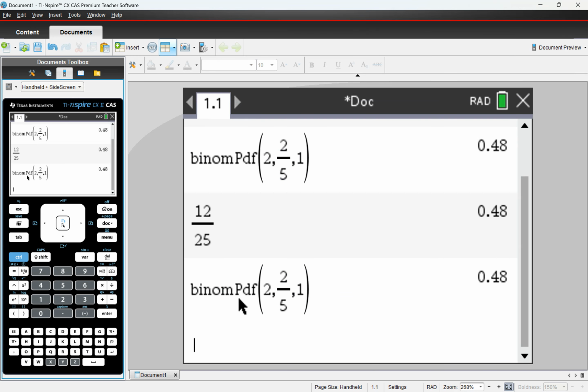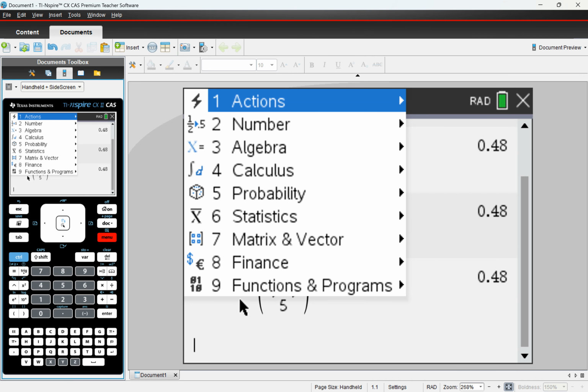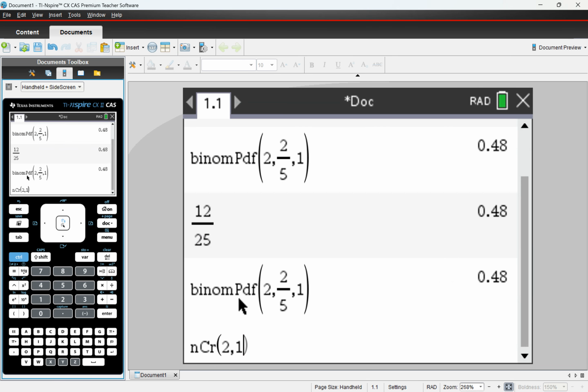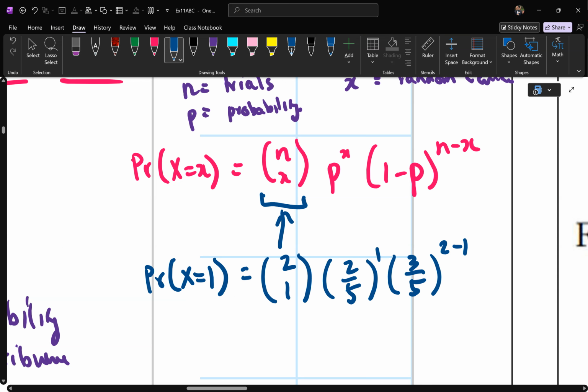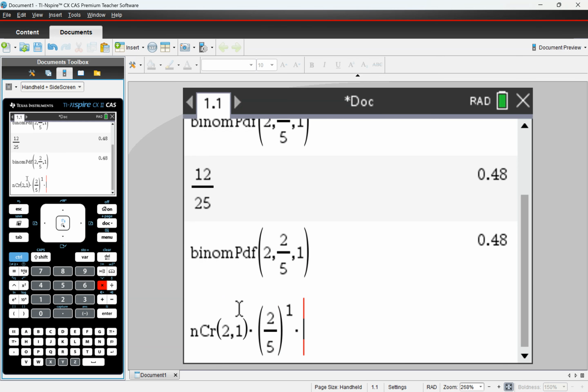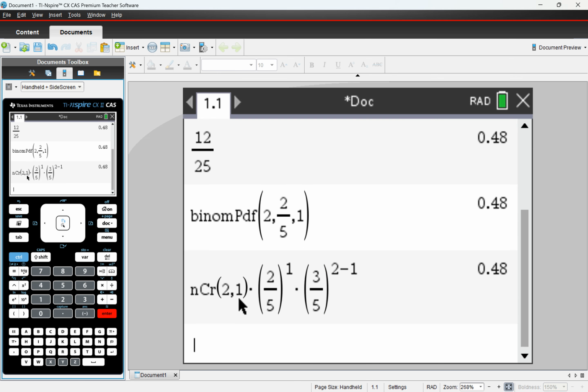So if you type this in your CAS, if you were to do it manually, this is what it looks like. Probability, combinations, choose 2, choose 1, multiply 2/5 to the power of 1 times 3/5 to the power of 1, or 2 minus 1. That's what you're actually typing in manually. This is how many different ways can you have 1 white, 1 black, and that's why you times them together.